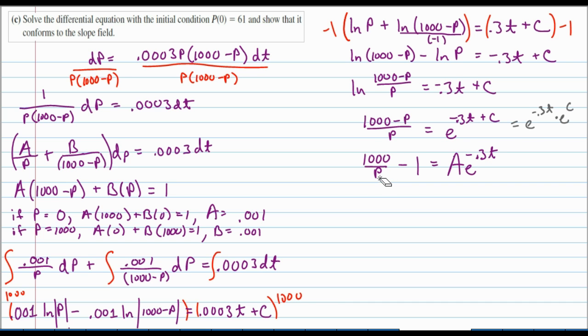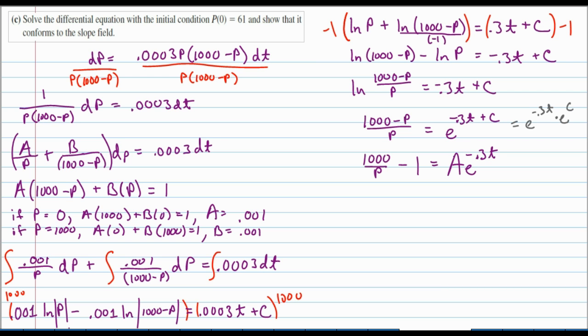So I get 1,000 over P minus 1 equals, now on the right side here, don't forget, e to an exponent with a sum is really e to the one term times e to the other term in the exponent. So I'm going to make e to the C a coefficient of e to the negative 0.3t. So I'm going to call that A e to the negative 0.3t. Oh, and by the way, when we multiplied C by 1,000 and then multiplied C by negative 1, I didn't have to change anything because C is this constant that we don't know.